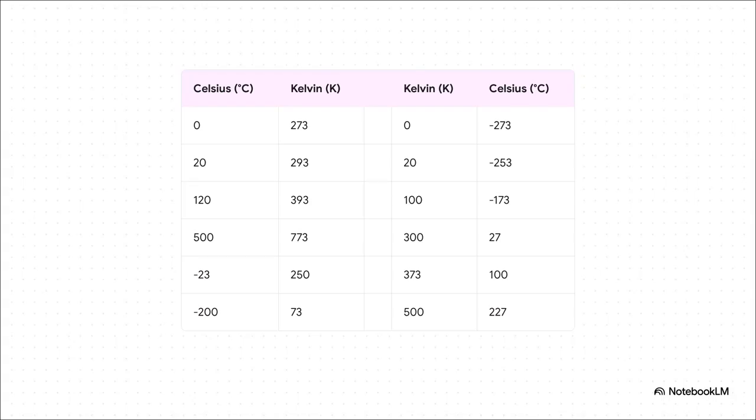And when you look at these textbook examples, you really see it. Take a look at the left side. Even something crazy cold like -200 Celsius is still a positive number in Kelvin. It's 73 K. See? No negatives. Because you physically can't go below 0 Kelvin. It's the absolute floor. And on the right, you can see 0 Kelvin is, you guessed it, -273 Celsius.